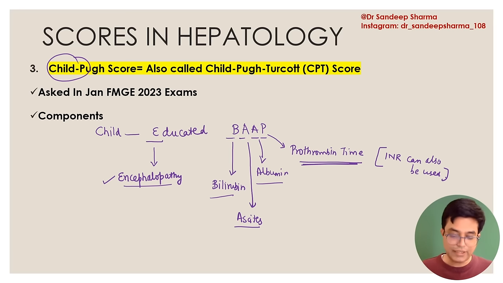So, what do we have to remember? Components of Child-Pugh score. Child is not used in children only, it is used in adults also, but the name is the surname of the person who described it, his name was Child. So how to remember? Child ko chahiye educated BAP. Educated mein E and BAP mein BAAP, these are the five components: encephalopathy, bilirubin, ascites, albumin and prothrombin time, right?